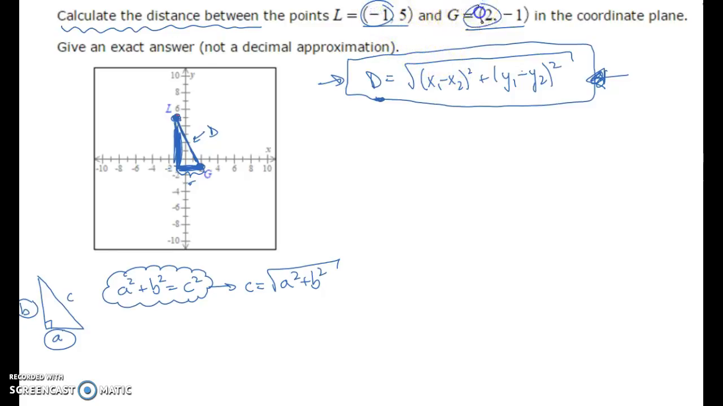At the end of the day, what I have to do is take the difference of those x values and square it, and the difference of those x values will give me the length of this leg, and then you take the difference of these y values to find this leg and square it, take the sum and square root it, as if I was doing the Pythagorean theorem.